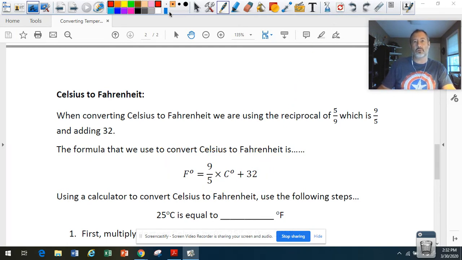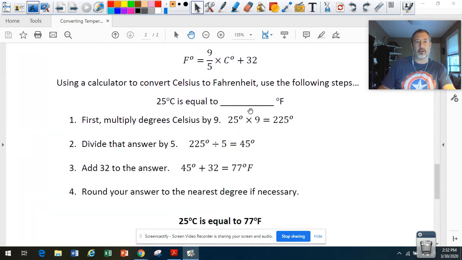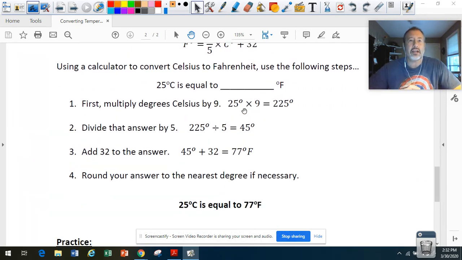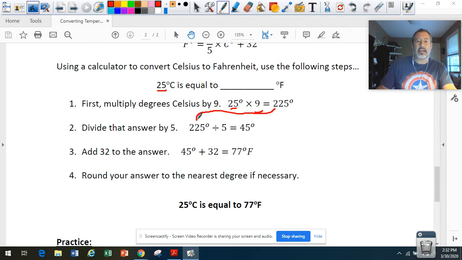So let's see how we're going to do this one right here. It says, using a calculator to convert Celsius to Fahrenheit, use the following steps. Okay, 25 degrees Celsius is equal to how many degrees Fahrenheit? So it says first, multiply the Celsius by 9. So we go, okay, here's 25, which is what we had, our original Celsius degrees, and we are going to multiply that times 9. We multiply that times 9, that gives us 225 degrees. We're now going to take that answer there, and we're going to divide by 5. So we divide by 5 here, 225 divided by 5 is 45 degrees.